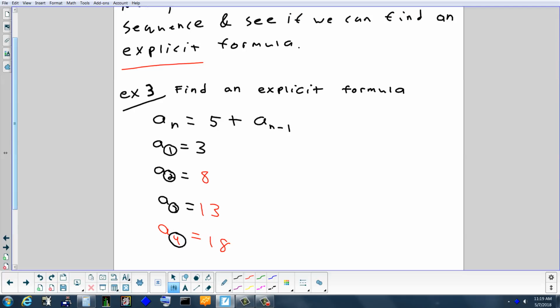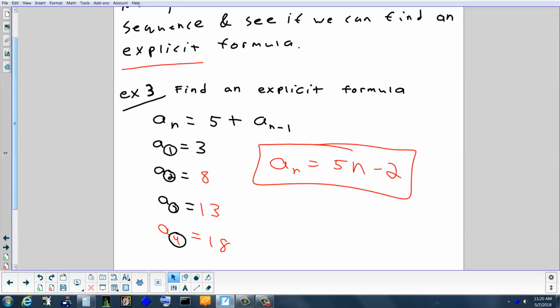I'm going to show you a formula for how to do this in a little bit, but does anybody see what you can do with the number I circled to get the number on the right? Times 5 minus 2? Yes, it's times 5 minus 2. So to find the nth term, take the number you're looking for, times it by 5 and minus 2. Let's check it. 4 times 5 is 20, minus 2 is 18. 3 times 5 is 15, minus 2 is 13. 2 times 5 is 10, minus 2 is 8. Works perfect.